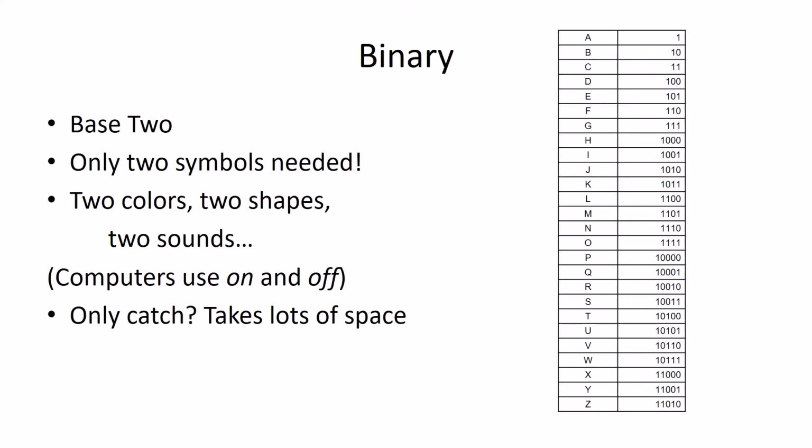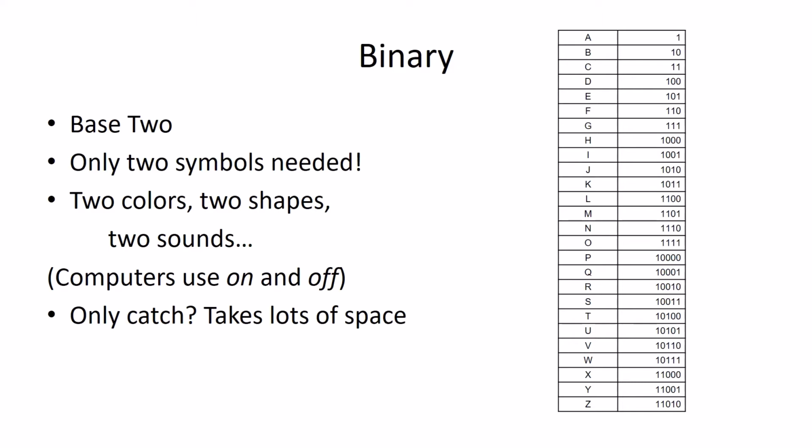It goes up to Z is 11010, and you can check that. Z has a 1 in the 16's place, a 1 in the 8's place, and a 1 in the 2's place. And sure enough, 16 plus 8 plus 2 is 26. And you know Z is the 26th letter. So that's how it works.